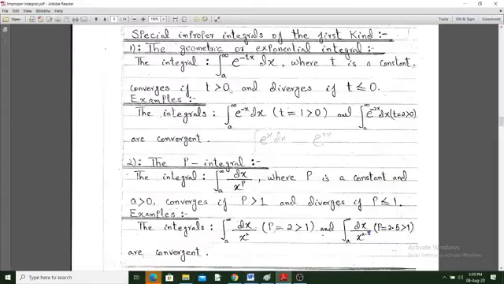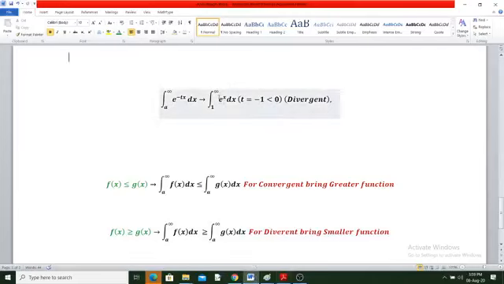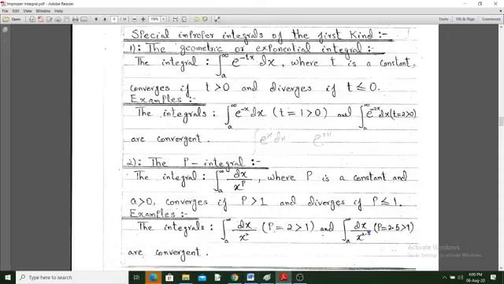This is the reason that you see in the exponential integral e to the power minus tx. This is a decreasing function. So whenever you have a decreasing function between the limits a to infinity, it is quite possible that it is convergent because the function is decreasing. But if your function is an increasing function like this e to the power x, which is always positive and increasing, then the integration of this function from 1 to infinity is divergent. So this integral is convergent only when t is greater than 0.